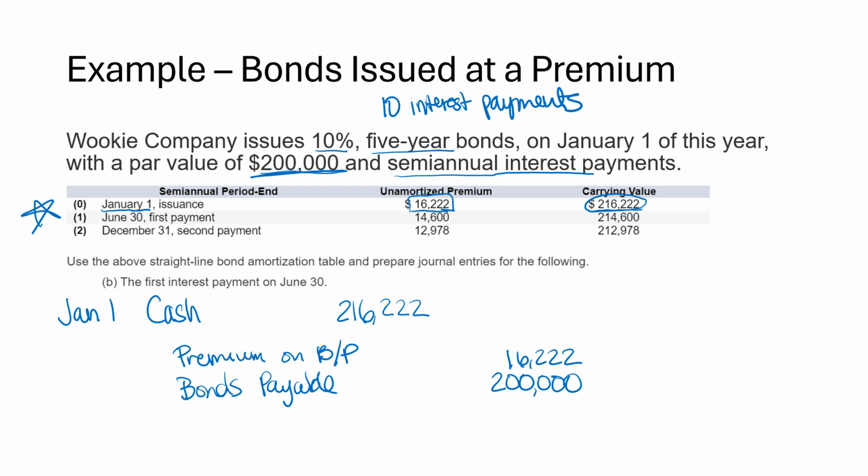There are a couple different ways that you could have figured out the numbers that go here based on the table above. But if you look at this very first line, you can see this is the exact information that we needed, because the unamortized premium at the issuance date is the amount that we record for premium on bonds payable. The carrying value on day one is equal to the cash paid. And then, of course, we know the $200,000 is the face value, and bonds payable is always recorded at the face value of the bond.